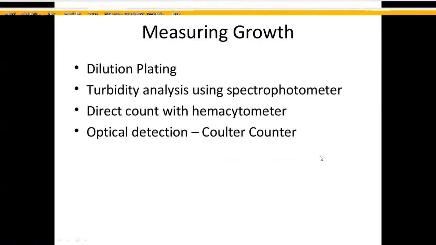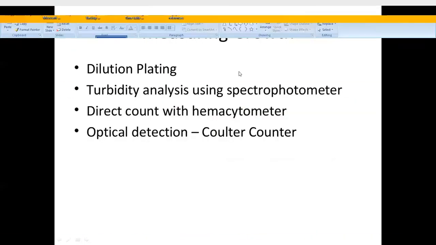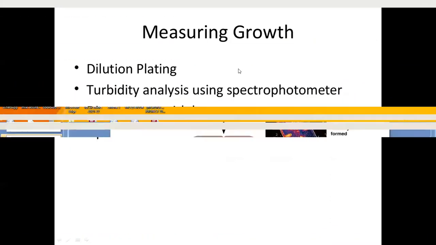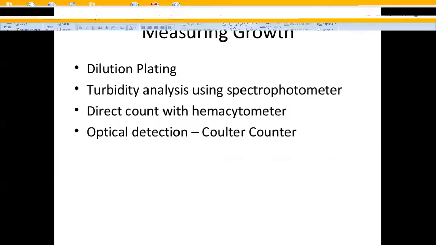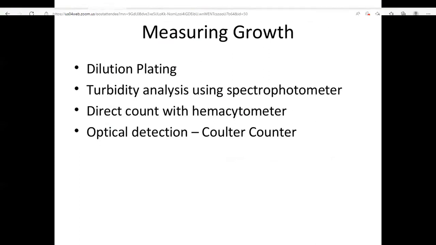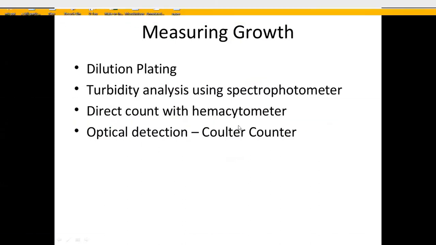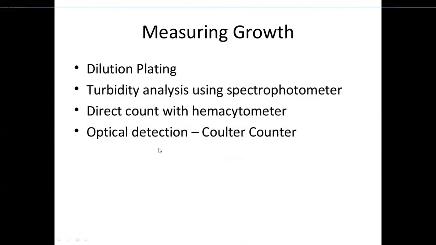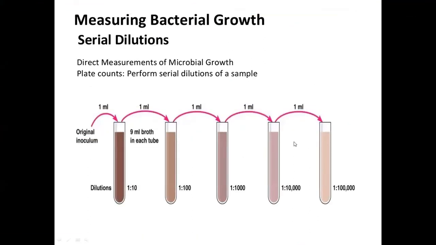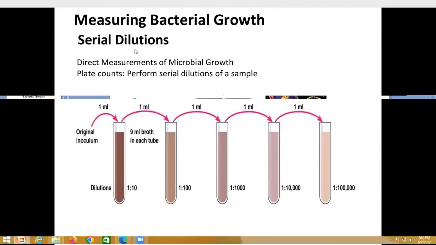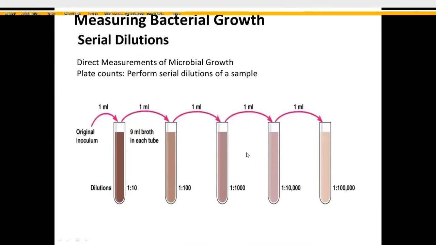This was about the growth curve and measuring growth. How to measure the growth? How many cells are there in the given sample? It can be done by different methods like dilution plating, turbidity analysis, or a direct count with a hemocytometer or optical counter. So these are the different methods. Here, one method is serial dilution.